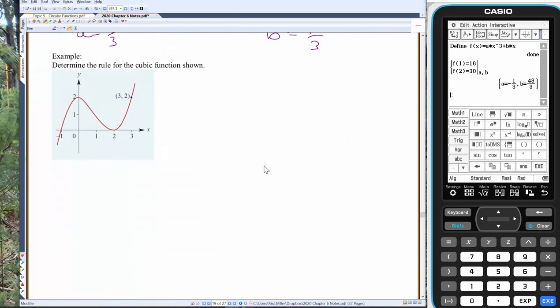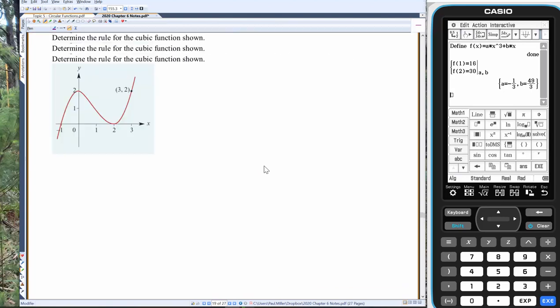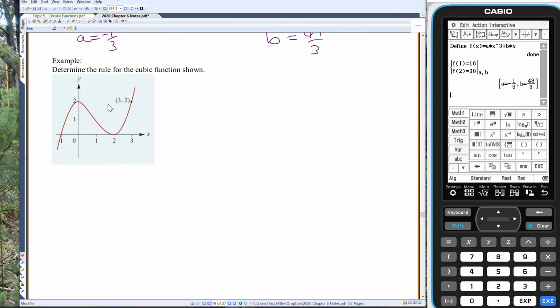All right. Is this the last one? No, not quite. Okay, determine the rule for the cubic function shown. So what do we know? We're presuming that it goes through (-1, 0) and (2, 0), and it's got this point there. We're presuming that this is a bounce. Even though it looks like it's a little bit to the left of -1, we're just going to presume it goes through these integer values.